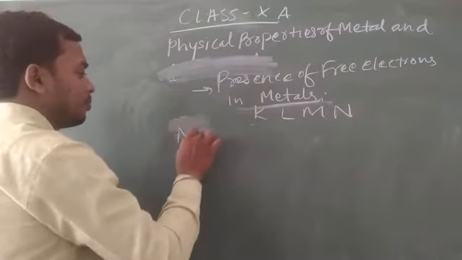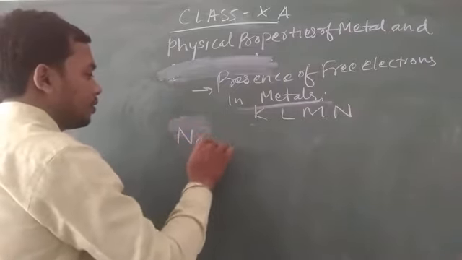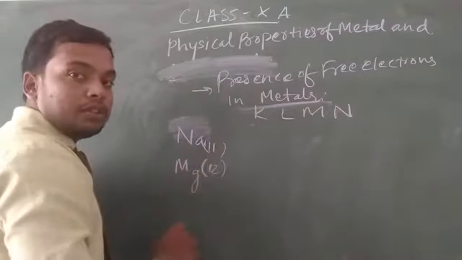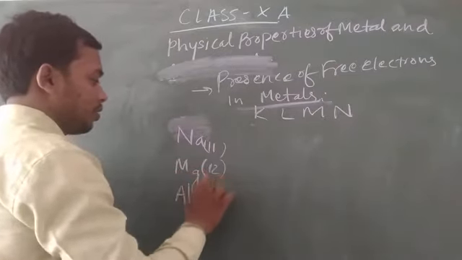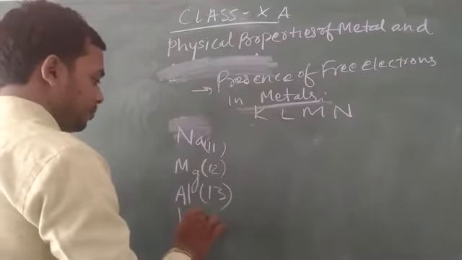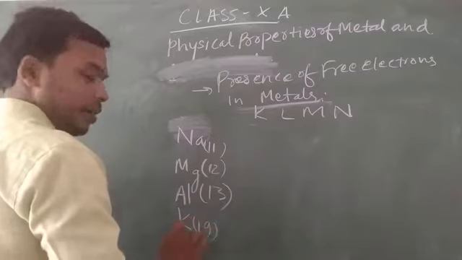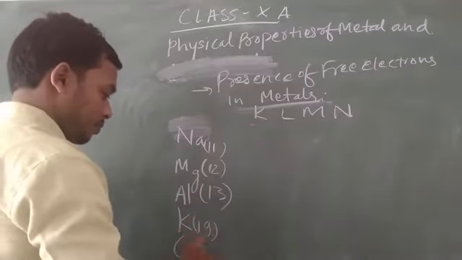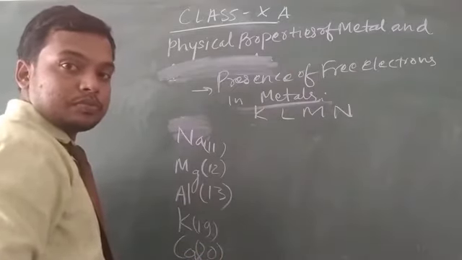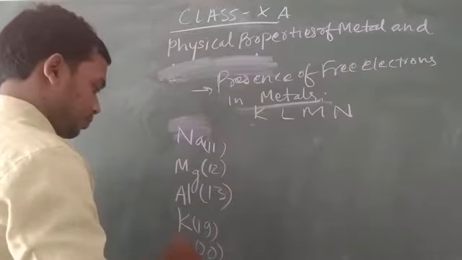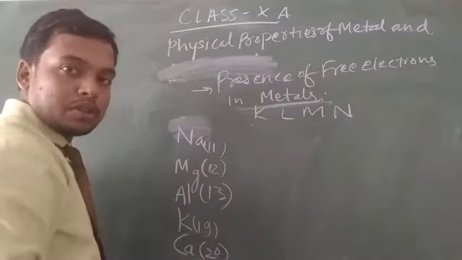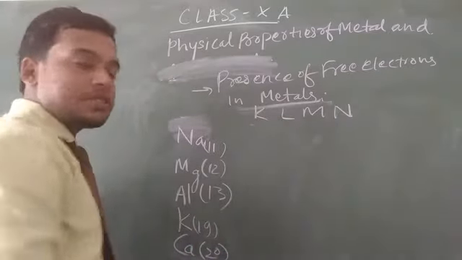So the elements are sodium 11, magnesium 12, aluminium 13, potassium 19, calcium 20. Now we'll discuss them one by one.